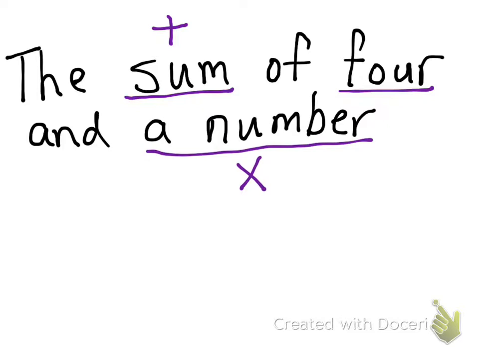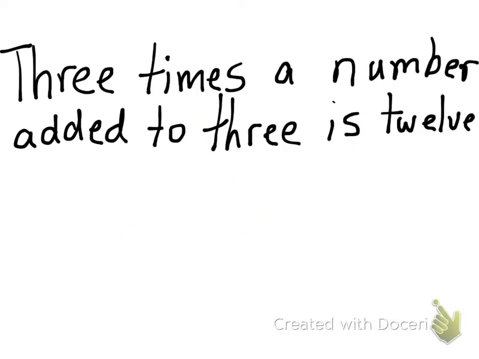I go back to my sentence. The sum, I'm going to put my plus sign, of 4 and a number. Anytime I see a number, I know that it's a variable. And I selected the variable x. So the sentence, the sum of 4 and a number, written as an expression is x plus 4. Your turn. Give this one a try.